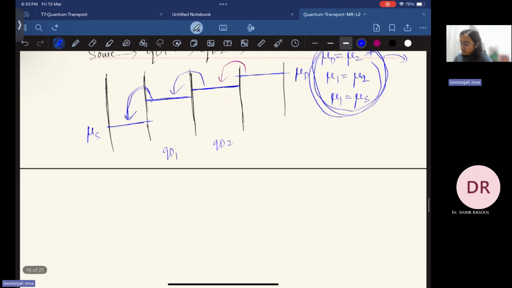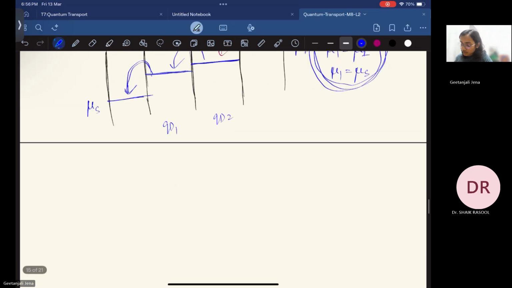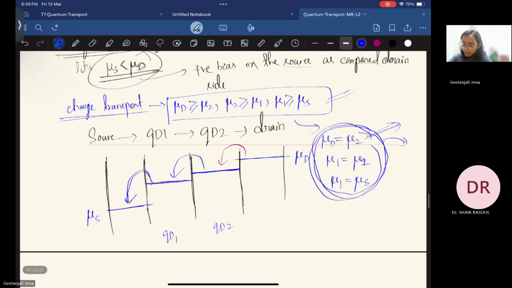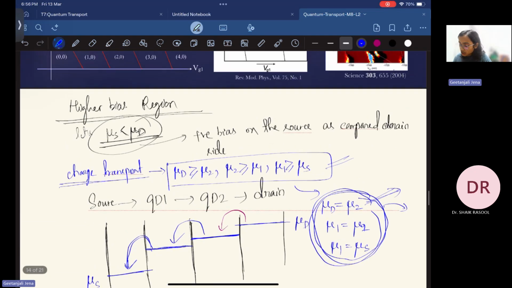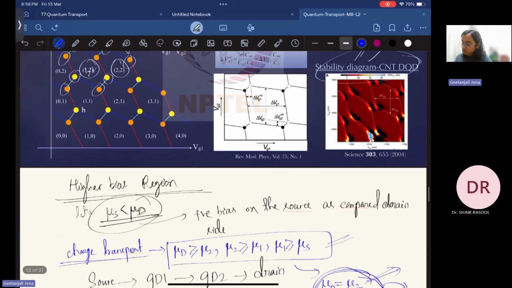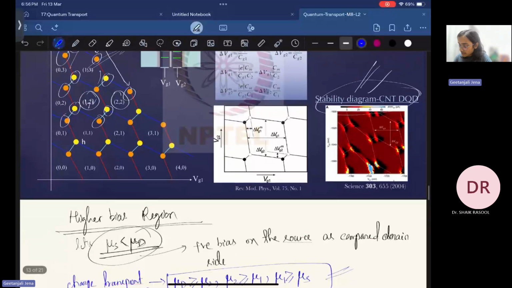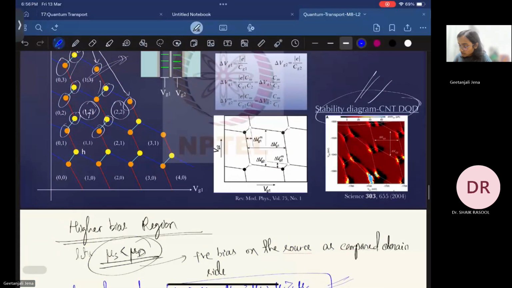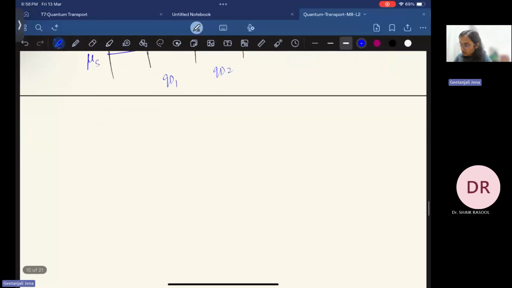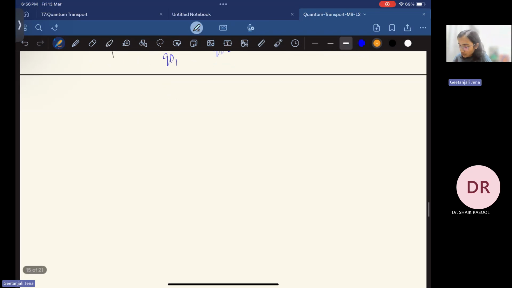Okay, so if you look at the graph, should I draw it? I think it's better if I do. Let me draw it here. So I'm just drawing the same honeycomb lattice for the high bias case. Okay. So we have a charge triple point.